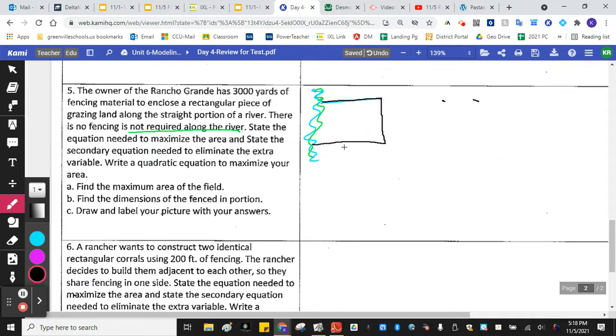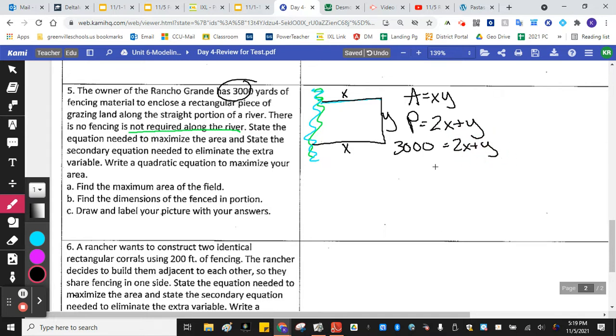rectangular fence around it. So it doesn't matter what you say is X and what you say is Y, as long as you label them. I'm going to call these X's and this Y. If you do the opposite, we'll do a little bit of different work, and our end answers will be switched. So this picture, we're maximizing our area equation. This picture tells us our perimeter. There's 2 X's and 1 Y, because we don't need the second Y because of the river. The perimeter, we have 3,000 yards of fencing.